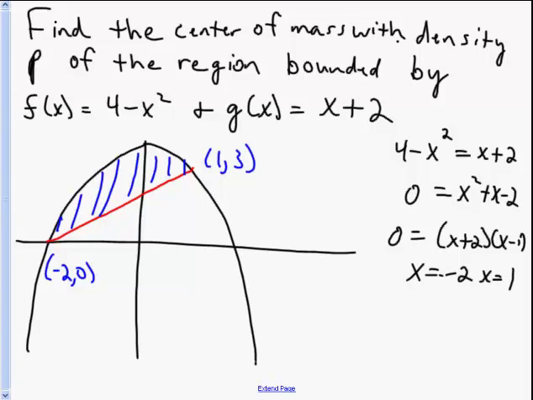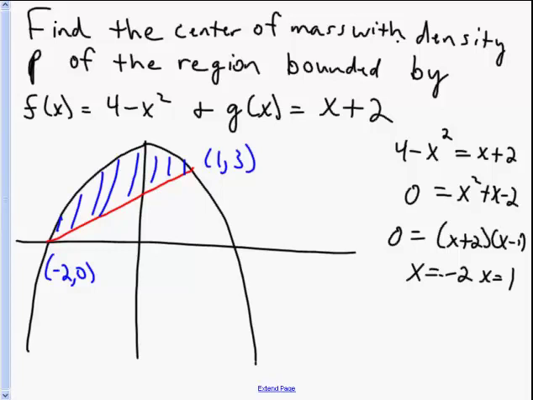So find the center of mass with density rho of the region bounded by the graphs of f of x equal to 4 minus x squared and g of x equal to x plus 2. Just like when you're finding area between curves, you're going to have to do basically the same thing here. So you have to be able to draw that region and find your points of intersection. That's what I've done. I've drawn x plus 2 in red there, 4 minus x squared in black. And then on the side I've done a quick bit of algebra, setting 4 minus x squared equal to x plus 2, and you get your points of intersection at (negative 2, 0) and (1, 3). So there's the region I'm talking about.